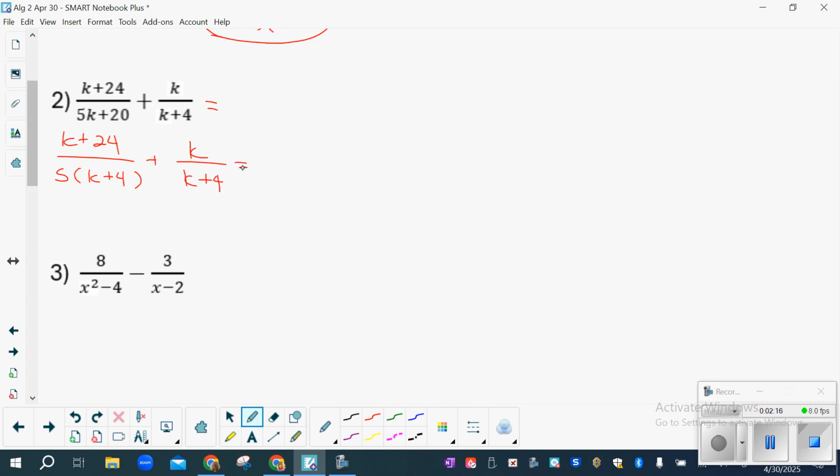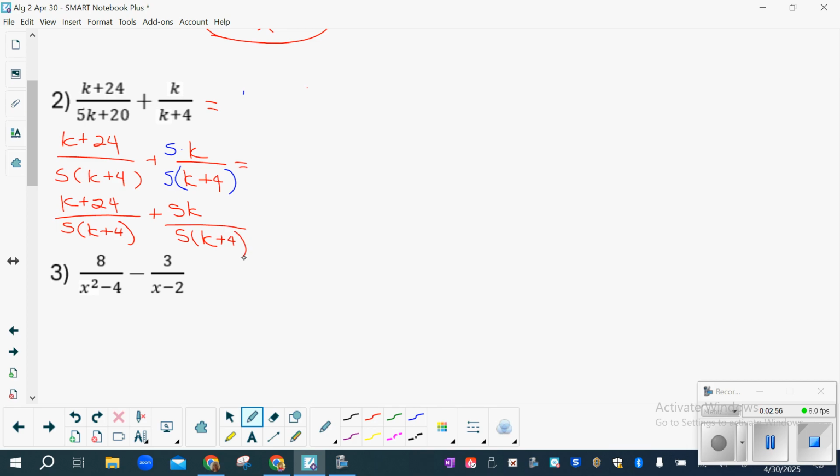So our two denominators here, what is in this denominator, same group, that's not in this denominator here? The 5. So we need to multiply this numerator by 5 and this denominator by 5 to get our denominators the same. Does that make sense? So now this is going to give us k plus 24 over 5 times k plus 4 plus 5k over 5 times k plus 4.